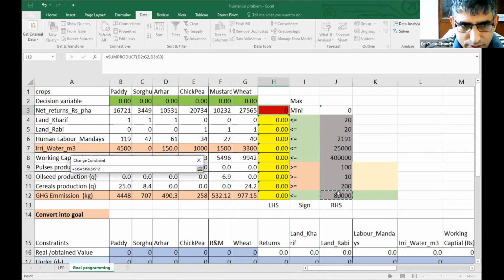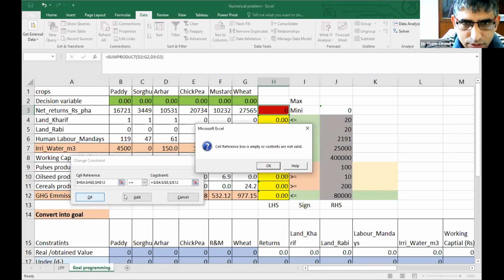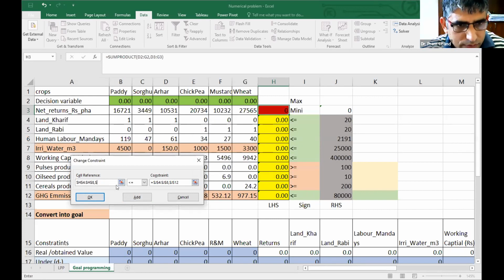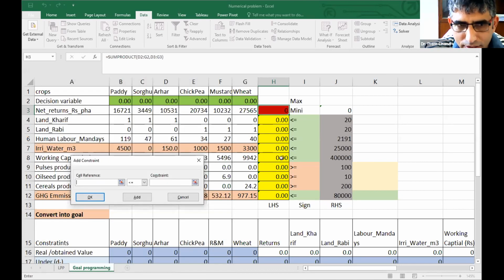comma, I think it will work. I have selected at the time. Okay, no, it won't. I have to take separately. Okay, I have added one constraint. Then we'll add this minimum area or minimum production constraint, that is pulses, oilseed, and cereal production should be more than my desired targets, my limits.